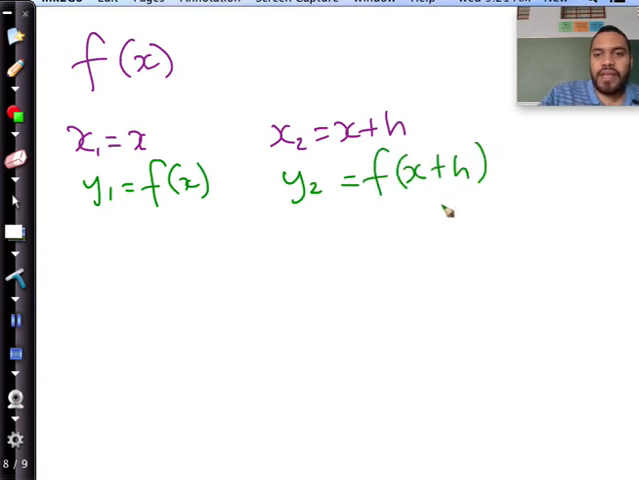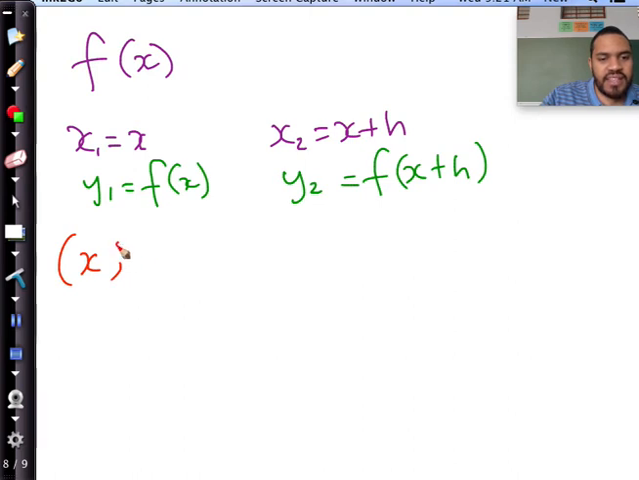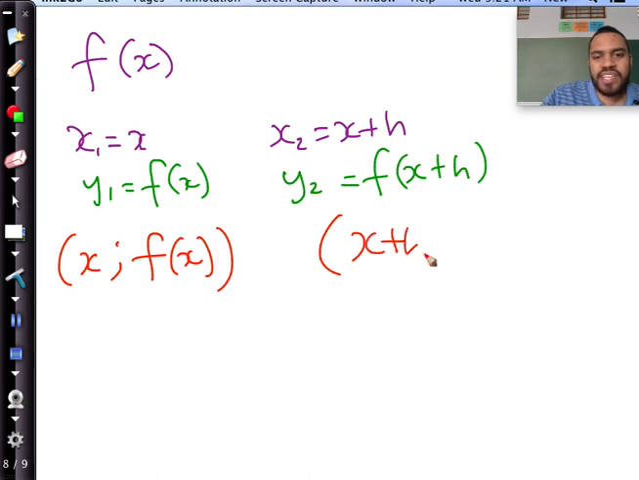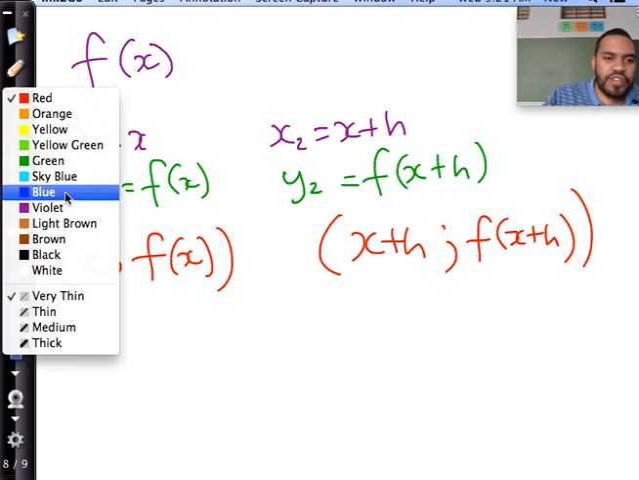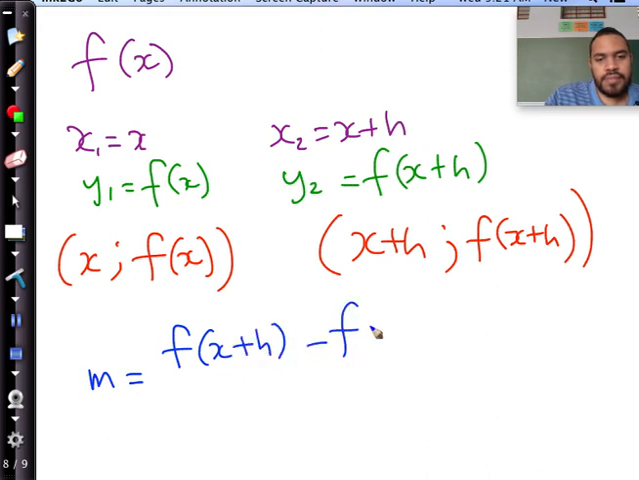Well done. Okay, now at this point in time, guys, you can clearly see that if I have to state that as coordinate points, I can say that this coordinate is going to be x and the other coordinate is going to be f of x, right? And on this side, I'm going to get x plus h as the x coordinate, and f of x plus h. Okay, now if I ask you for the average gradient between those 2 points, what will you do? We say f of x plus h minus f of x, over x plus h minus x.